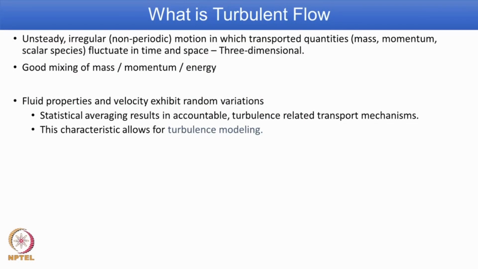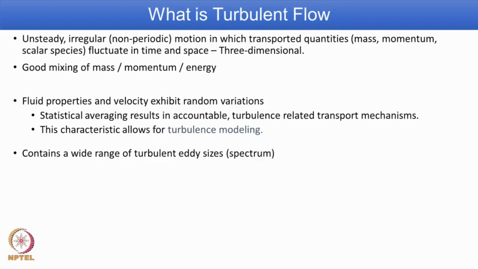Fluid properties and velocities exhibit random variation. Though they exhibit random variation, it is possible to apply statistical tools. One can obtain average, RMS or fluctuations squares. So, statistical averaging results in accountable turbulence related transport mechanism, and because of this it is possible to do what is known as a turbulence modeling, which is a subject for this week.